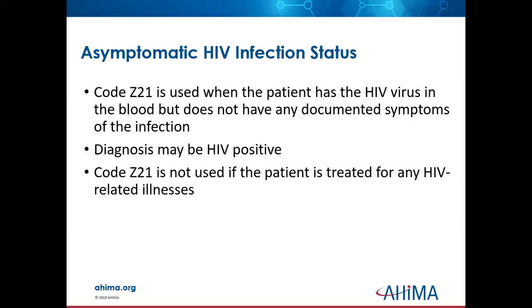Again, as we talked about, these HIV codes are mutually exclusive. In other words, you can't use Z21 if the patient is being treated for any HIV-related illnesses. So you only use the Z21 when the patient has tested for the virus, but doesn't have any other symptoms of the disease.